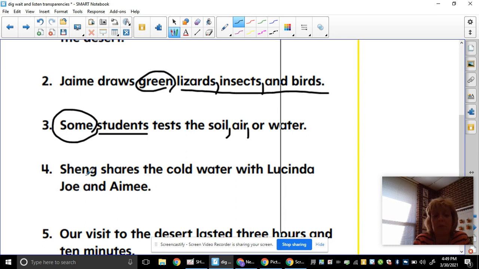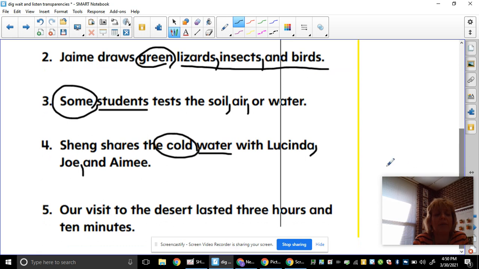Shing shares the cold water with Lucinda, Joe, and Amy. Shing is a person, but it doesn't really describe that person. Shares the cold water. Well, water's a noun, and cold describes it. With Lucinda is a person. There's three people here: Lucinda, Joe, and Amy.